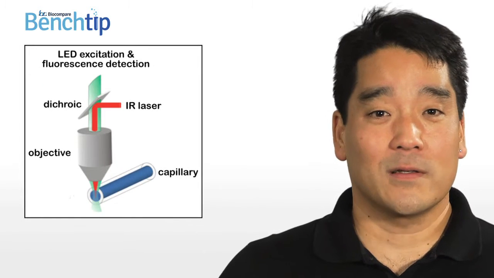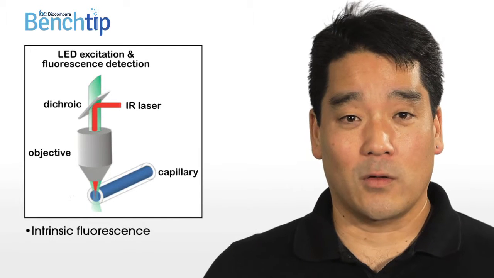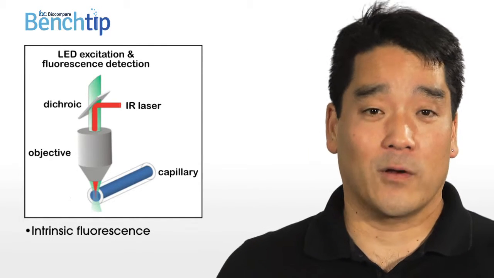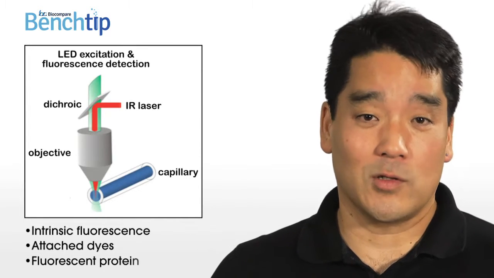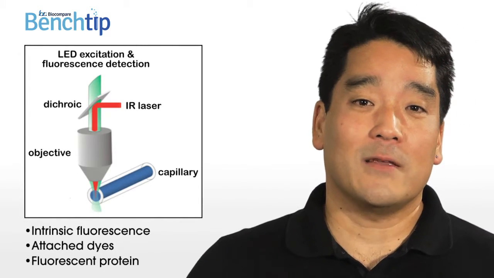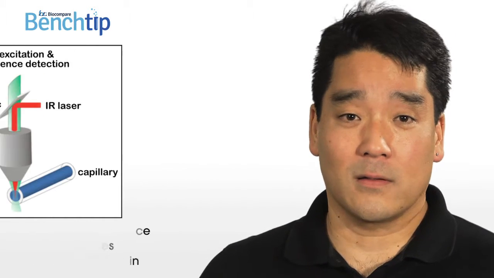MST uses fluorescence to follow the movement of the molecules. This fluorescence can either be intrinsic to the molecule by measuring the fluorescence of tryptophan residues, for instance, or it can be an attached dye or fluorescent protein such as GFP. This makes MST very sensitive and accurate, and even label-free in cases of intrinsic fluorescence.